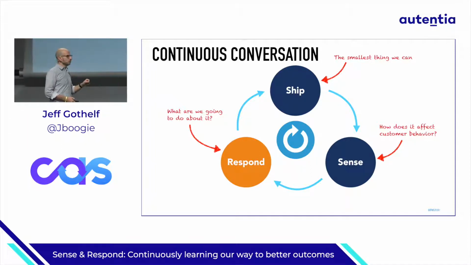Our goal is to get through this feedback loop. This is our learning loop today. Our goal is to get through this learning loop as fast as possible. Why? Because the faster you get through this learning loop, the faster you find out whether what you shipped to your customers, to your users, added value.